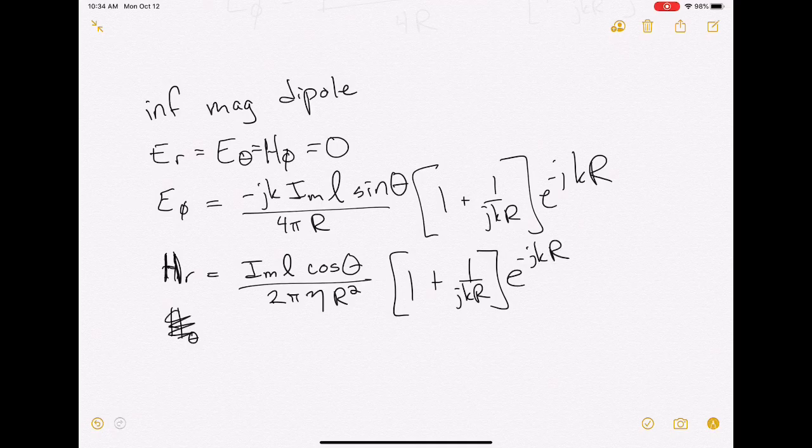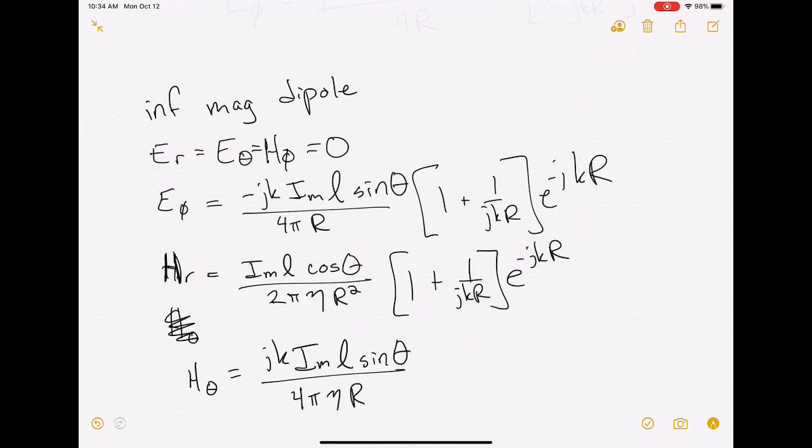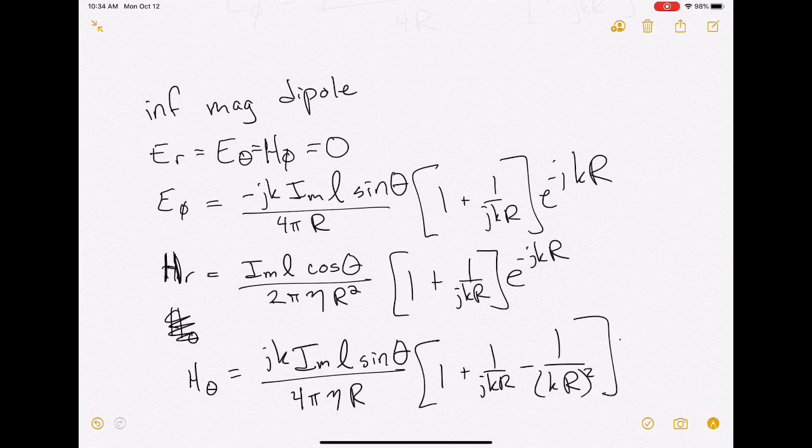Lastly, the theta component of H is jk, magnetic current, length of the magnetic dipole, sine theta over 4 pi eta r, times 1 plus 1 over jkr minus 1 over kr squared, e to the minus jkr.